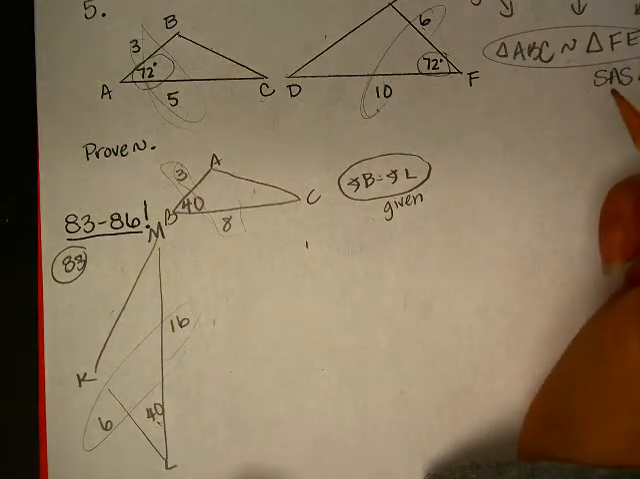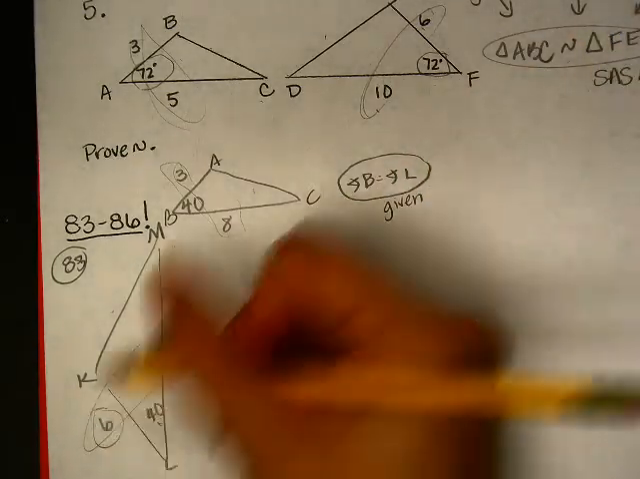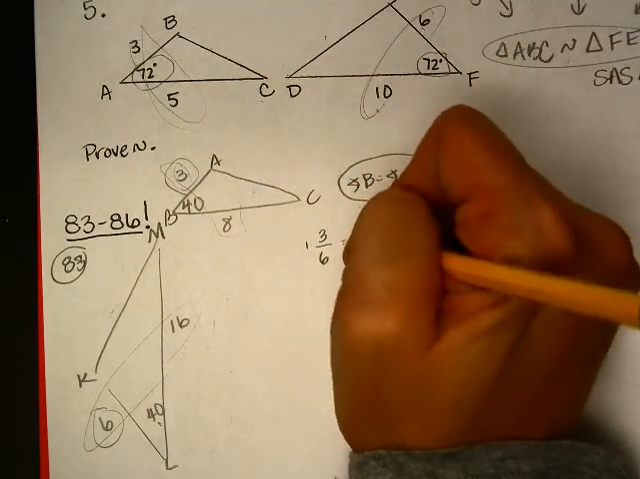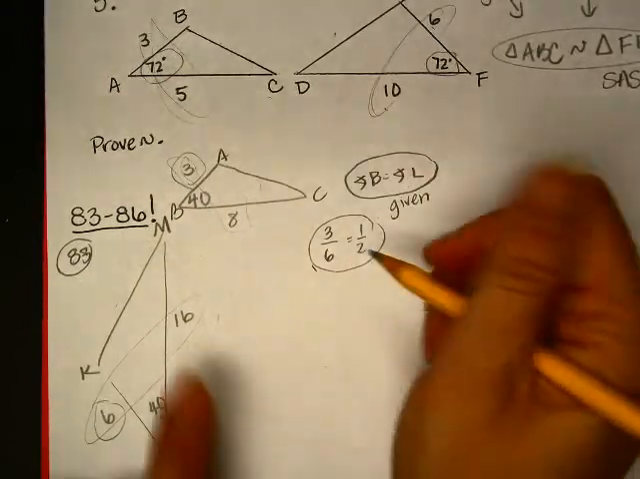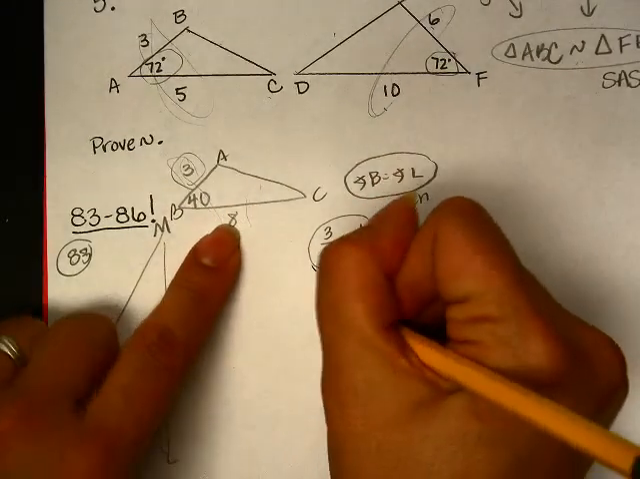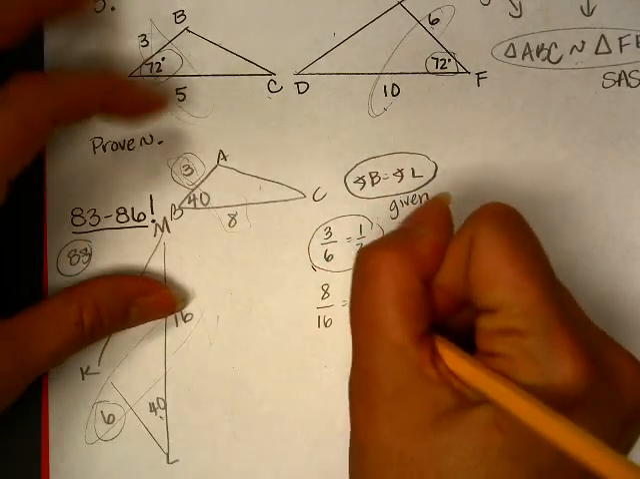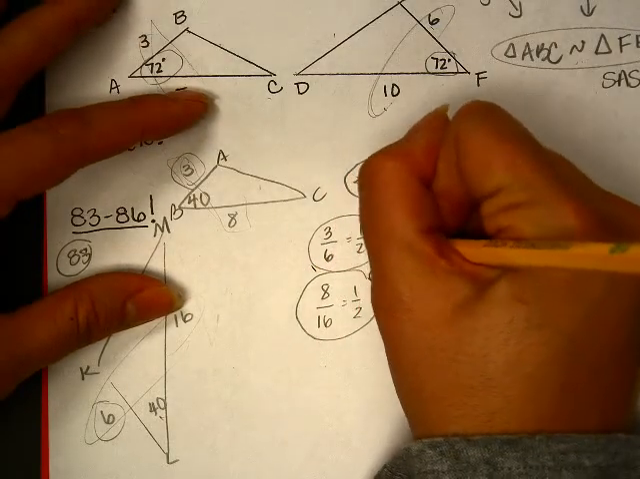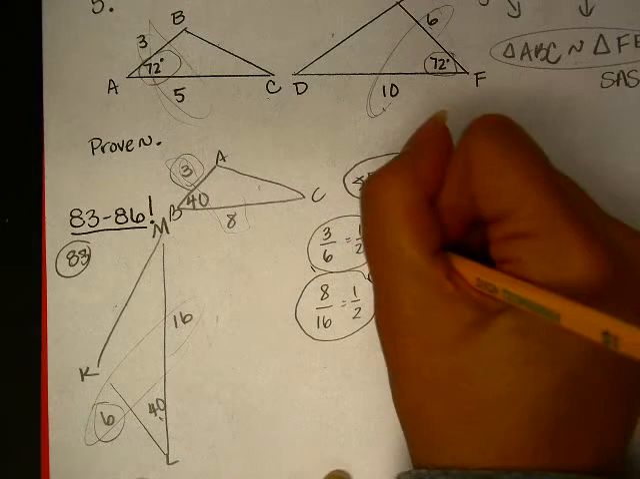And now I need to set up some ratios for my sides. So this is the smaller of the two, and 3 is also the smaller of the two. So I'm going to say 3 is to 6. I'm then going to do the larger of the two to the larger of the two. So happy days, they're both exactly the same. So I'm using ratios to set those up.